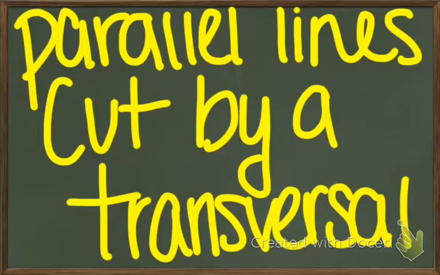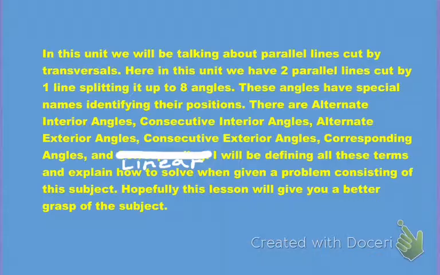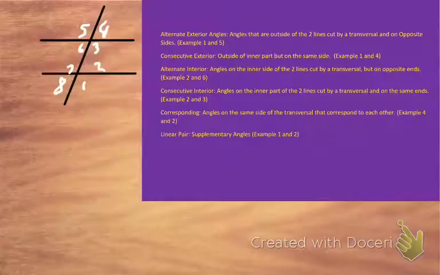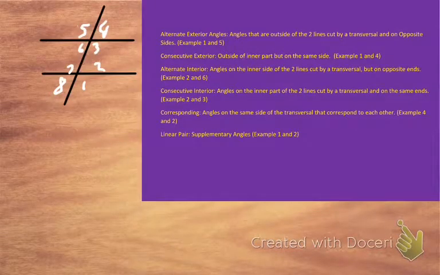Alright, hey guys, today we're going to be talking about parallel lines cut by a transversal. In this unit we have two parallel lines cut by one transversal, splitting it up into 8 different angles, and there are names for these angles, identifying their positions. I'll go over the names, and I'll teach you how to solve. So the vocab we need to know is right here.